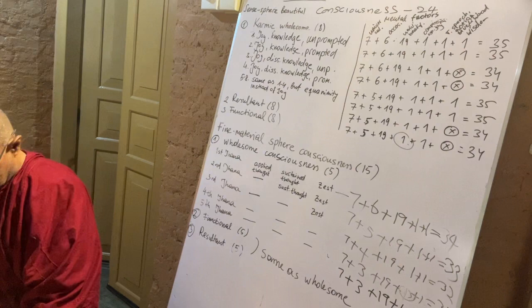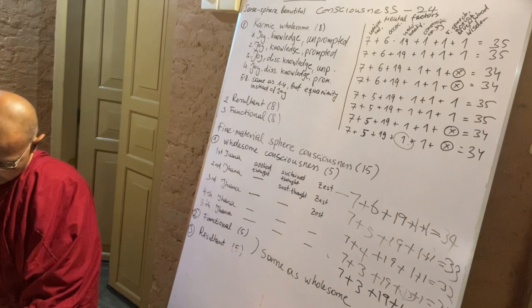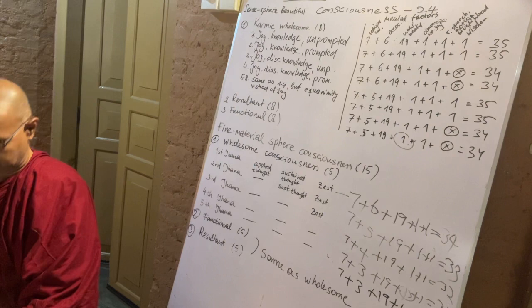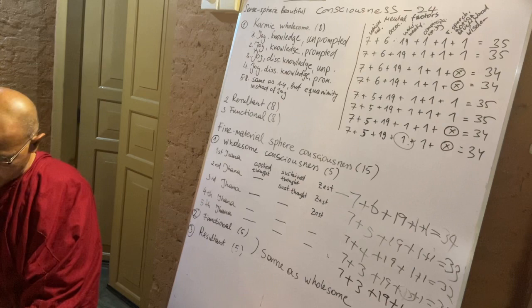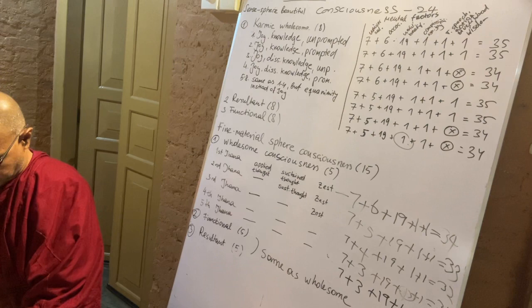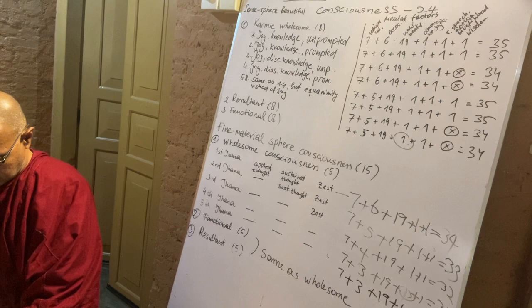So same as the wholesome and resultant consciousness, we have another set, the functional consciousness. Functional consciousness pertaining to the base of infinite space. Functional consciousness pertaining to the base of infinite consciousness. Functional consciousness pertaining to the base of nothingness. Functional consciousness pertaining to the base of neither perception nor non-perception. These are the four types of immaterial sphere functional consciousness.